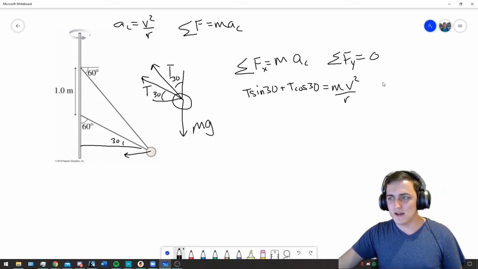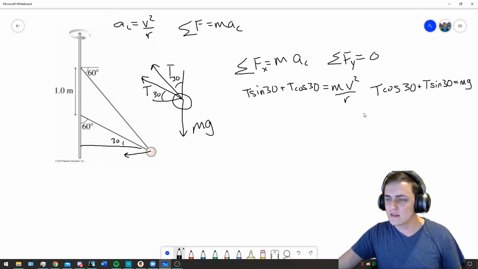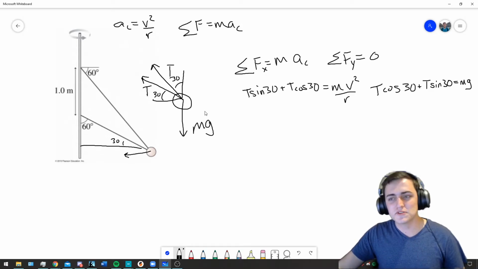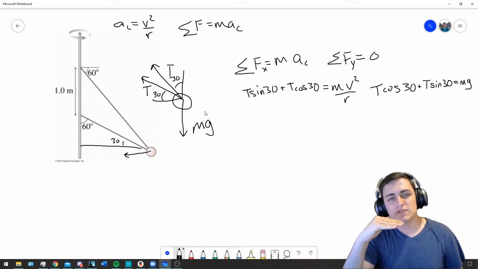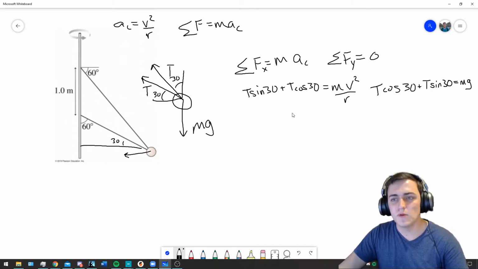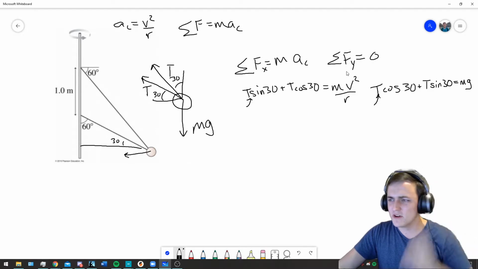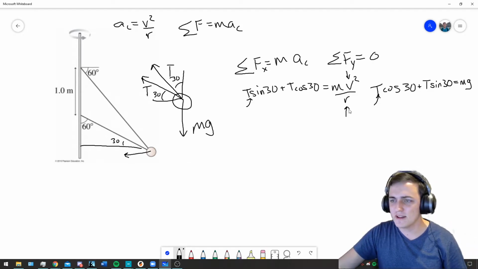For y, we also have T cosine 30 plus T sine 30 is equal to mg, right? The two upwards forces are equal to the downward force. They must be equal so that our net force points to the left. So our y is 0, and so we can create this equality. And let's think about this problem. What do we know? We don't know what tension is. That's an unknown variable. We don't know what the velocity is, and we don't know what the radius of the circle is.